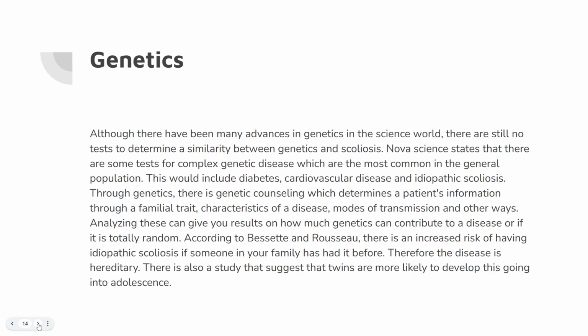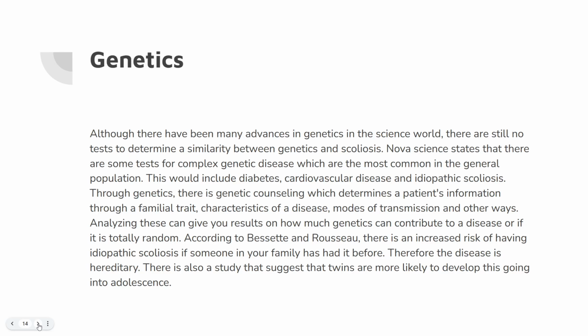Genetics. Although there are many advances in genetics in the science world, there are still no tests to determine similarity between genetics and scoliosis. Nova Science states that there are some tests for genetic complex disease, which are the most common in the general population. This would include diabetes, cardiovascular disease, and idiopathic scoliosis. Through genetics, there is genetic counseling which determines a patient's information through a familial trait, characteristics of a disease, modes of transmission, and other ways.